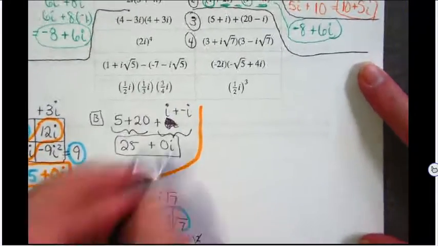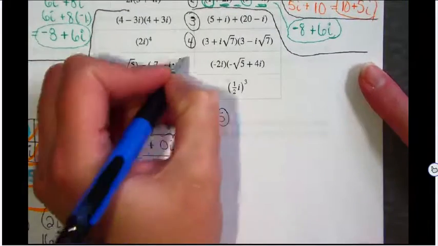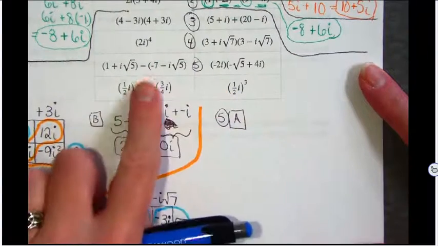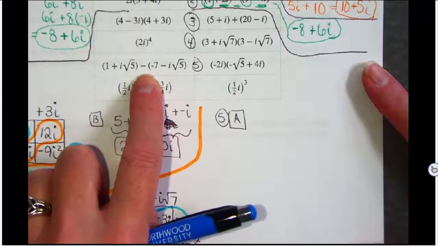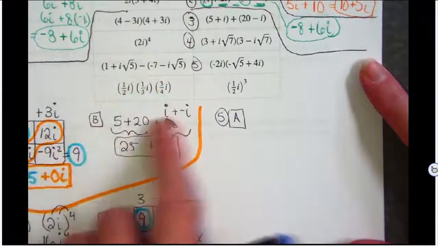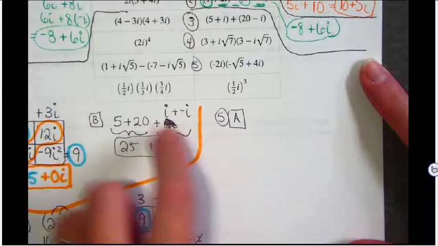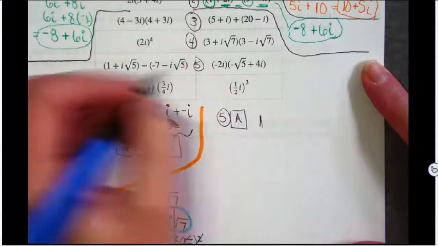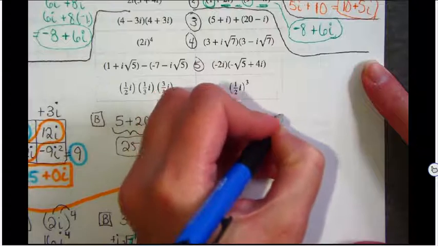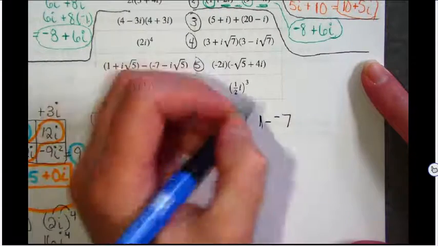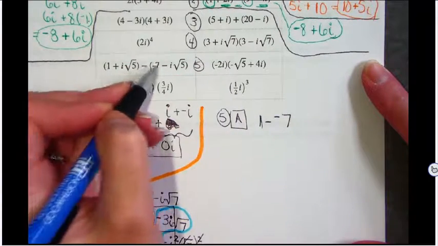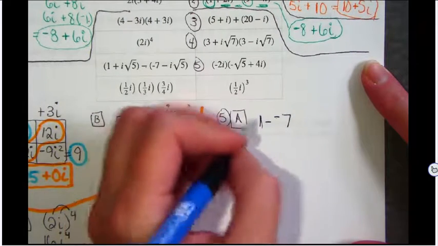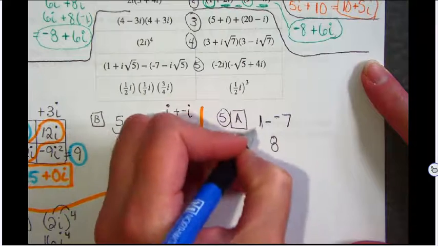Alrighty, let's look at number 5. Partner A has some subtraction going on, so I'm just going to again group my real parts and my imaginary parts like I had done before. I have a real number 1. I am subtracting negative 7. So 1 subtract negative 7. Subtract means to add. So these two total 8.